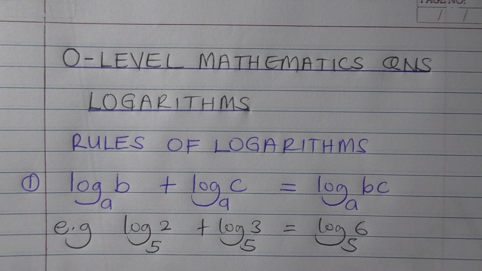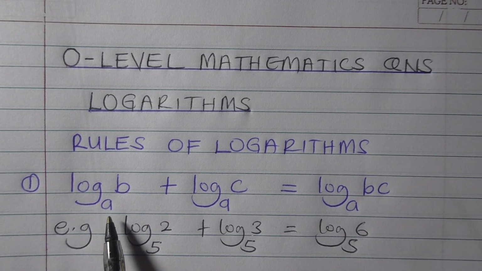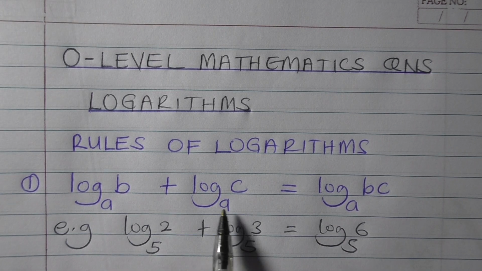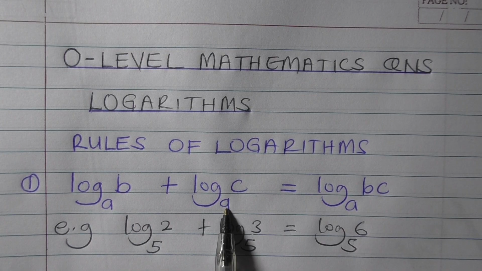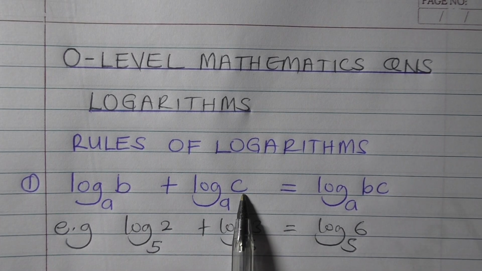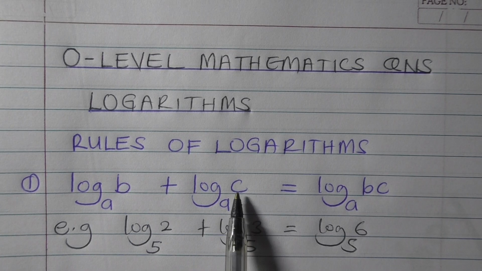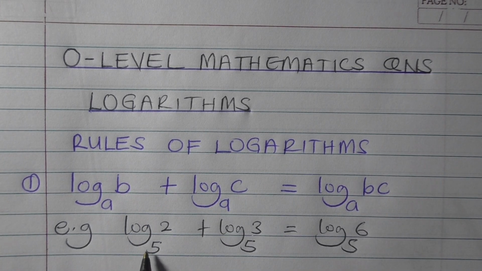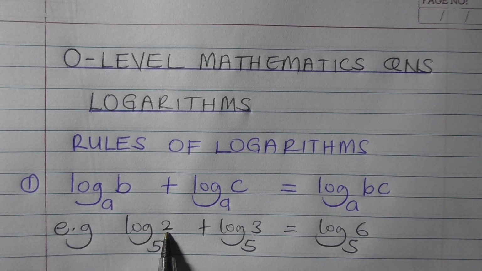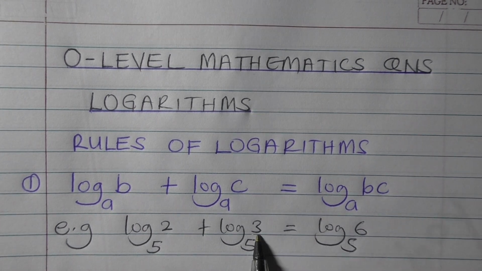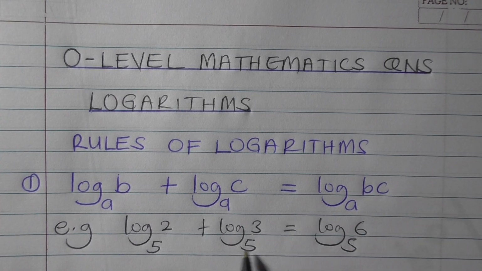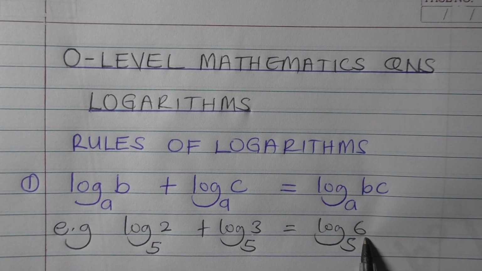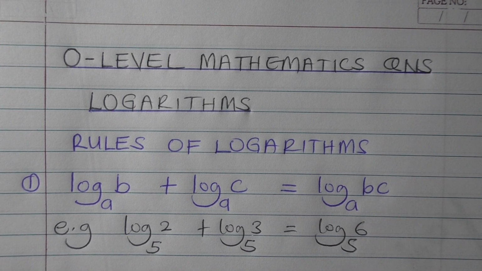So there are 6 crucial rules that we are going to look at, and our first law says that if I'm adding logarithms having the same bases, then I will simply multiply the powers. That is to say, if I have log 5 power 2 plus log 5 power 3, since the bases are the same, I will simply multiply the powers to get log 5 power 6. That is our first law.